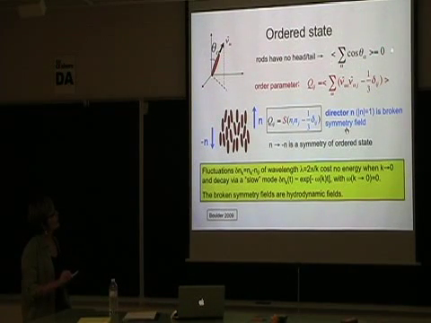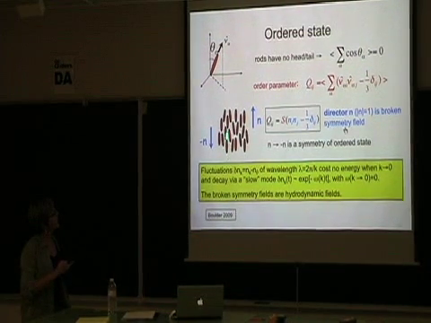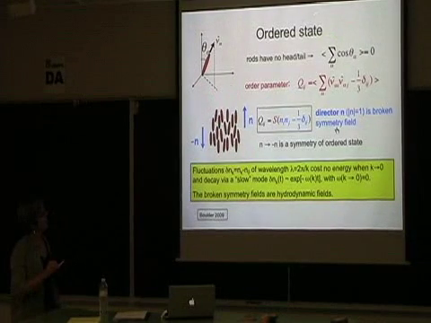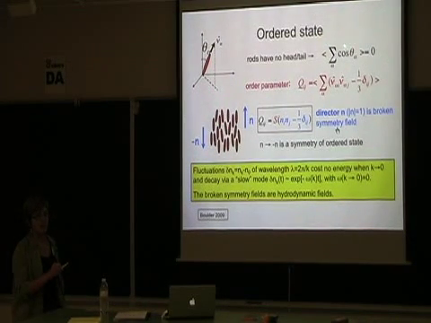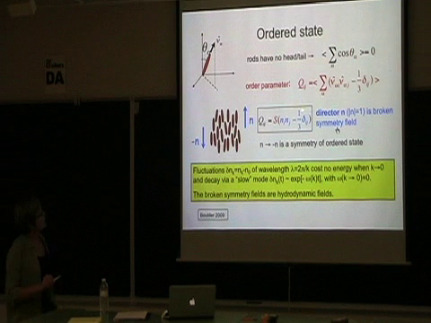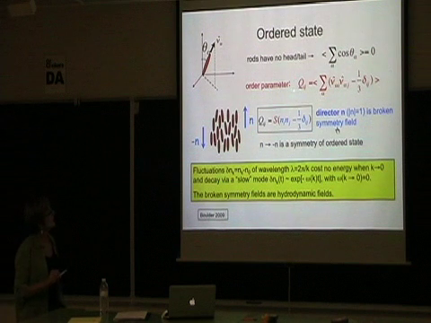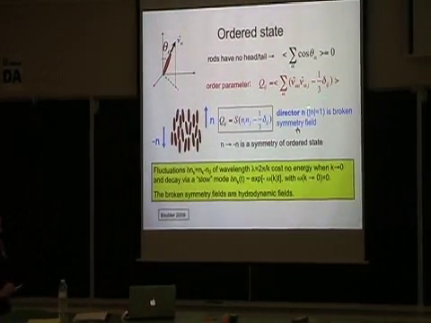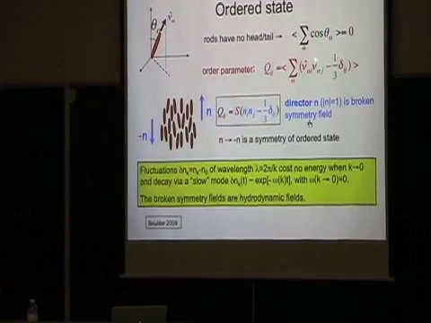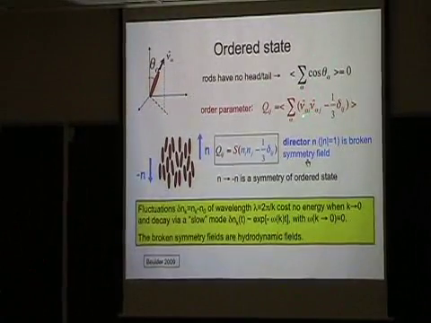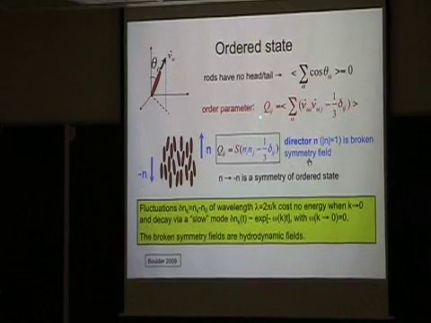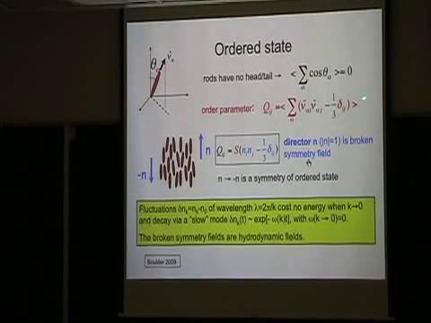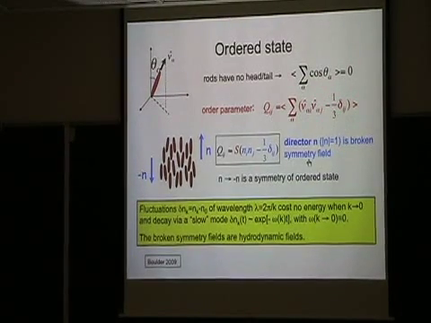I could calculate the mean cosine of the angle, but since the rod has no head and tail and the state has to be symmetric in changing n into minus n, clearly that would be zero on average. So the quantity that will be non-zero is actually a tensor, which is called the alignment tensor in liquid crystals. That's the order parameter for the liquid crystal order. If you like, it's proportional to the mean of the square of the cosine rather than the mean of the cosine. And this quantity will be non-zero in the order state and zero in the disorder state.